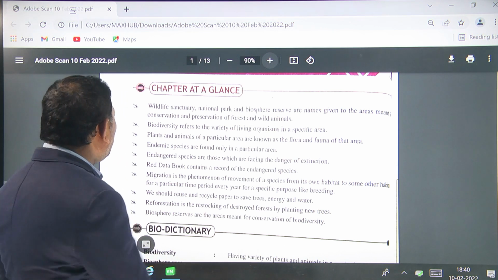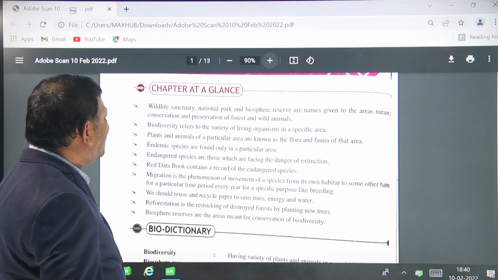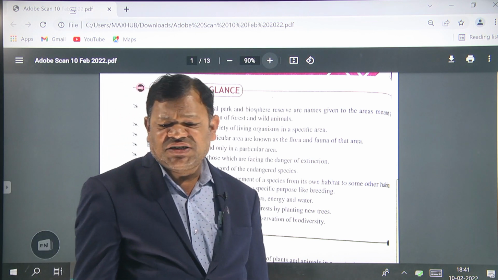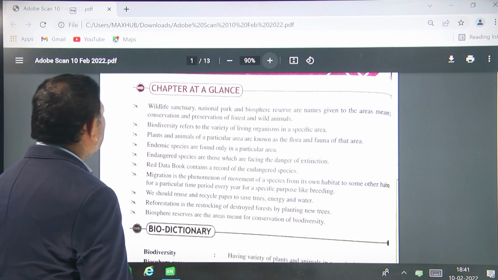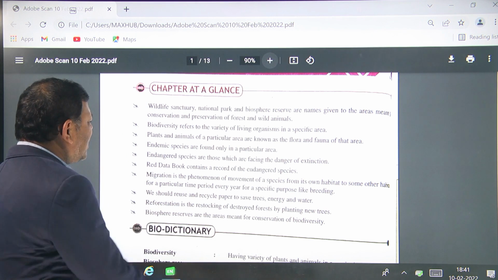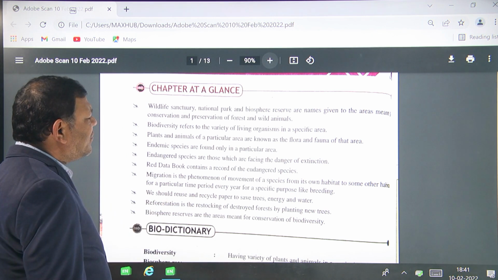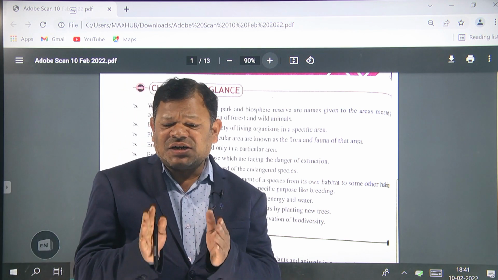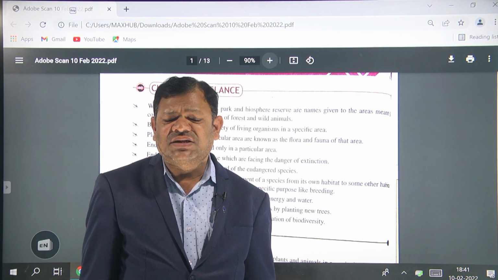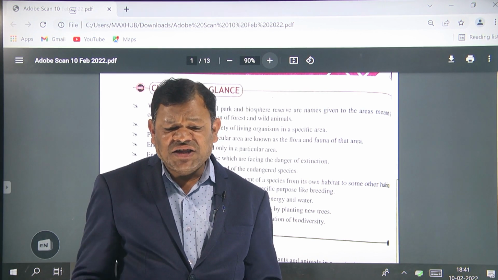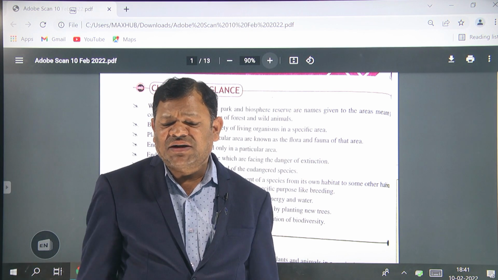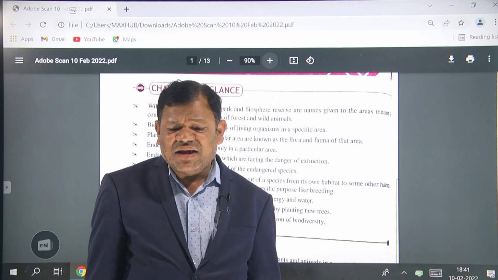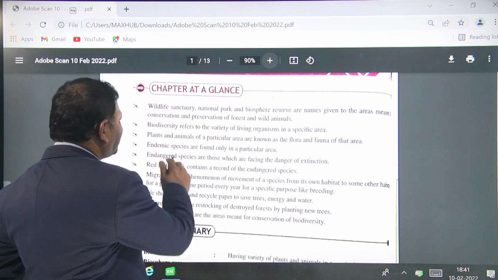Next, biodiversity refers to the variety of living organisms in a specific area. They have given the definition very clearly. Biodiversity refers to the variety of living organisms in a specific area. So in this particular area, different types of plants and animals are present. That is known as biodiversity. Within a limited area, different types of flora and fauna are present. That is known as biodiversity.